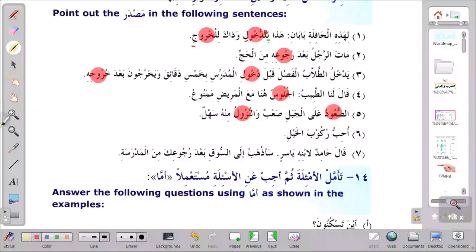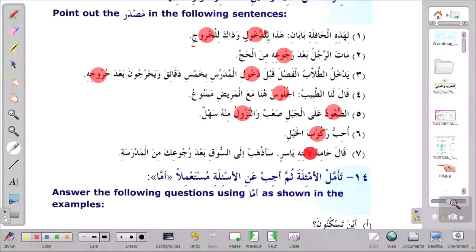Nuzul is descending. So when you hear nuzul al-Quran, the descension of the Quran, the coming down of the Quran. Mostly you hear this term a lot. Okay, uhibbu rukuba. We have to look at this one. Let me point out the masdar here. Rukub is the masdar here.